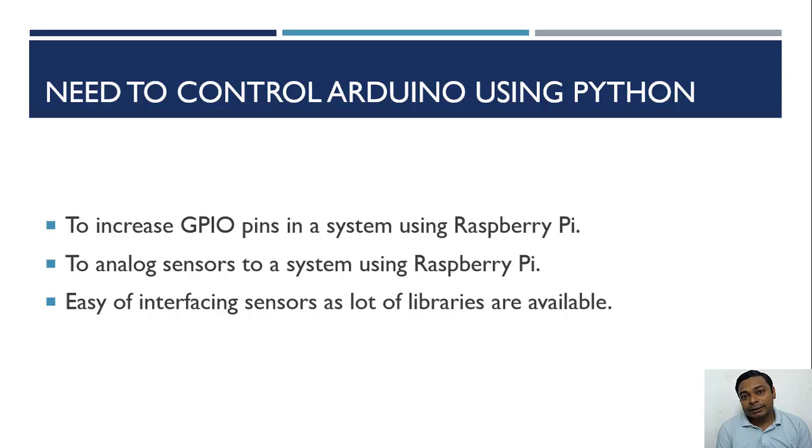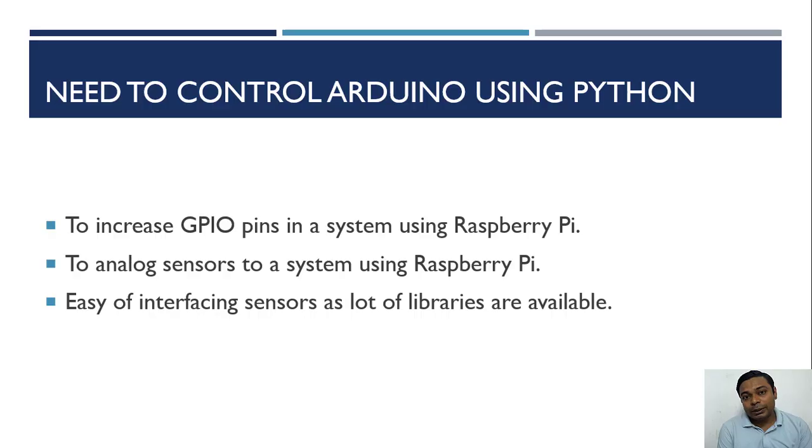Another reason is that Raspberry Pi does not have any analog input pins. So if you have an analog sensor that you want to interface to Raspberry Pi, it is not possible without an ADC module. Instead of using an ADC module, we can interface an Arduino board to the Raspberry Pi, because the Arduino board has analog pins. Also, we can increase the number of GPIO pins available on the Raspberry Pi by using the Arduino board. Okay, so that is another reason.